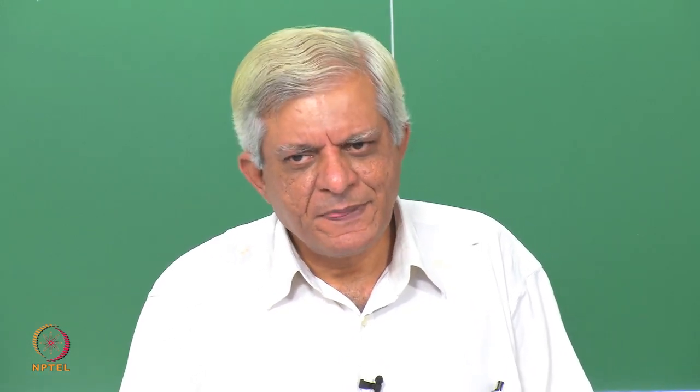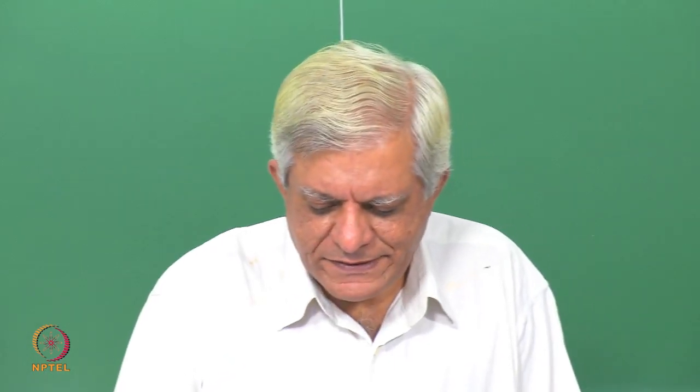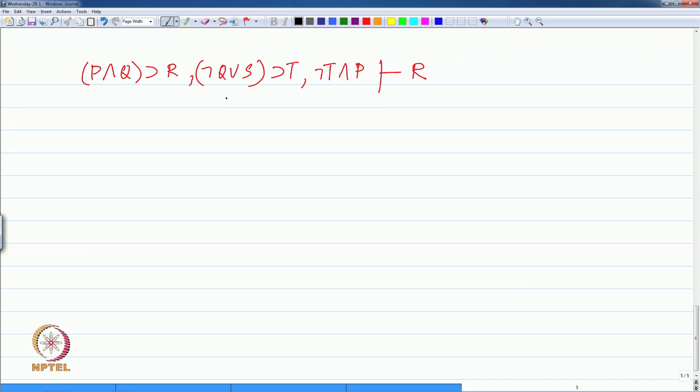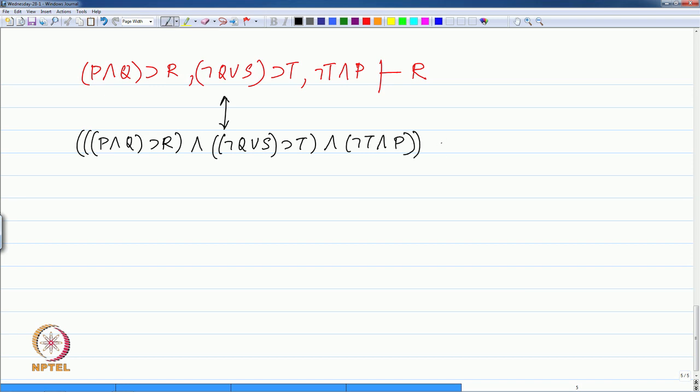We had also said that any direct proof system needs to work with a set of axioms to start with, and in our case the axioms are the ones which are given to us from the domain essentially. But there is an interesting theorem which says that proving certain things based on certain premises, in this case three premises and one conclusion, is equivalent to proving this formula: P and Q implies R, and not Q or S implies T, and not T and not P, the whole thing implies R.